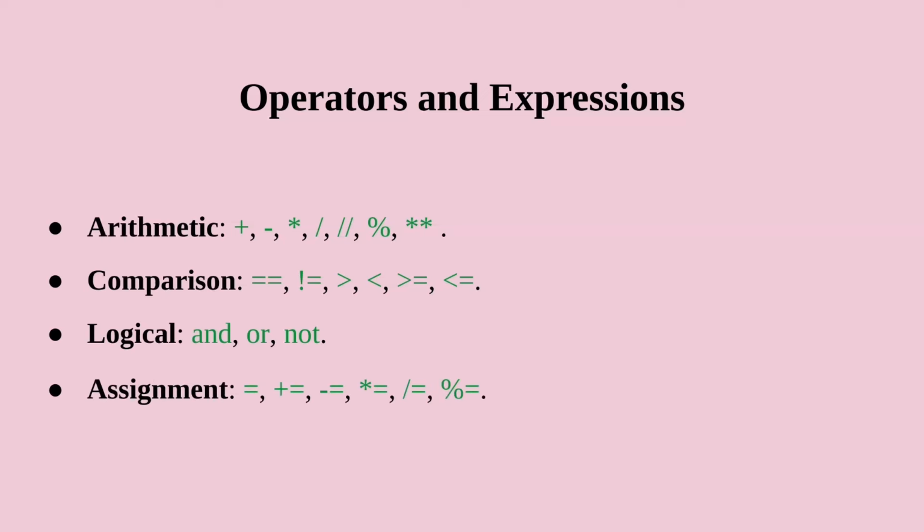Assignment operators: equal to, plus equal to, minus equal to, star equal to, slash equal to, modulus equal to. Equal to one is pretty simple. This is the most used assignment operator and it is used in every programming language. Plus equal to actually adds some value to the already existing value of the variable. Similarly, minus equal to would subtract some value from the already existing value.